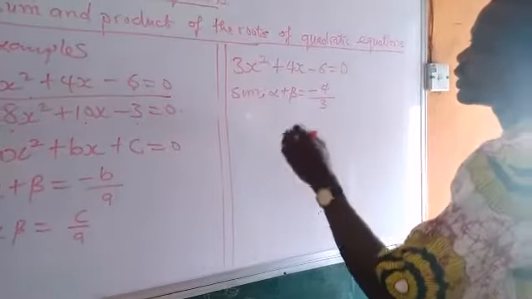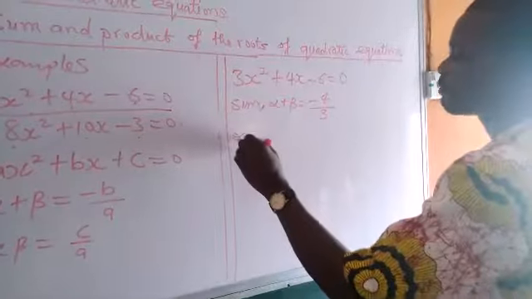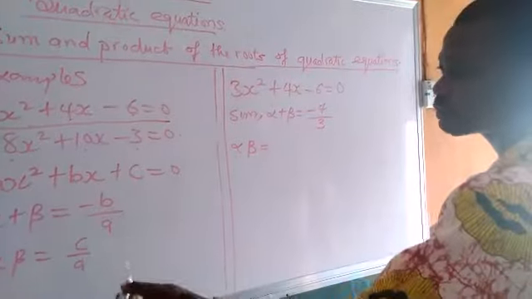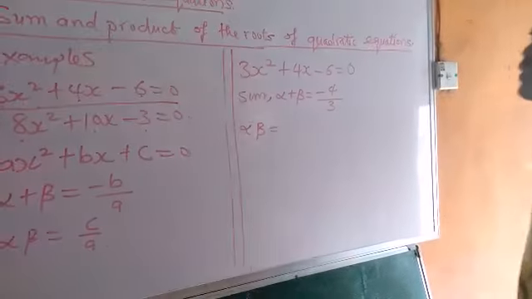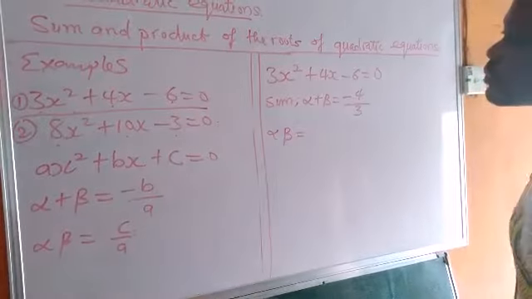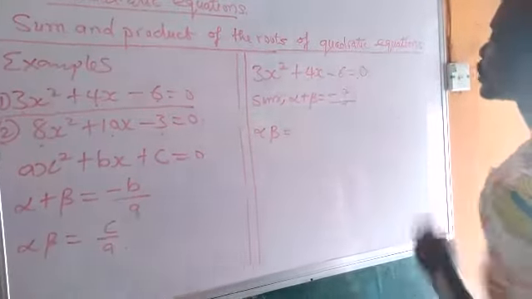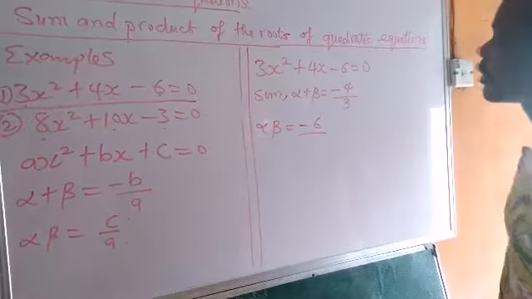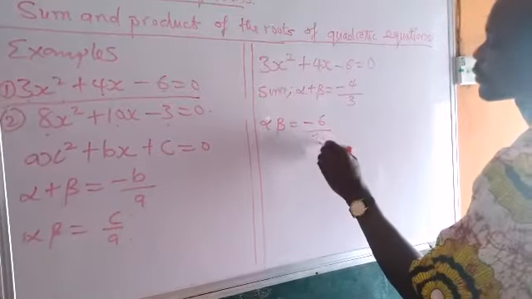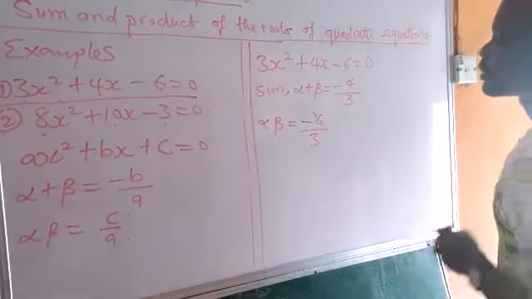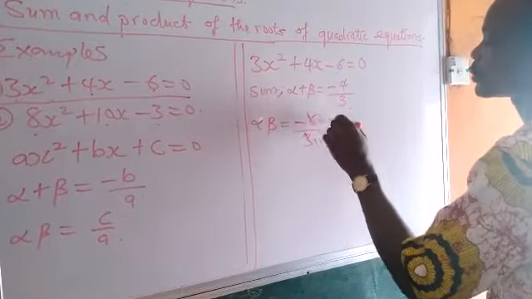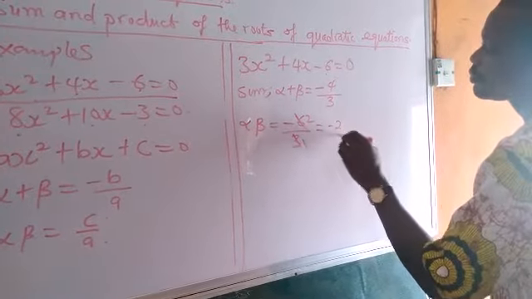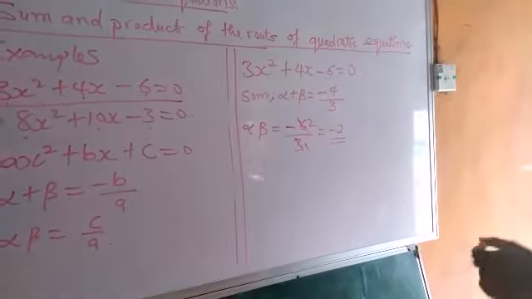What about the solution for the product, which is alpha beta? The product is c over a. What is c in this equation? C is minus 6, all over a, which is 3. So you divide: 3 into 3 is 1, 3 into 6 is 2. That means the product, alpha beta, is minus 2.